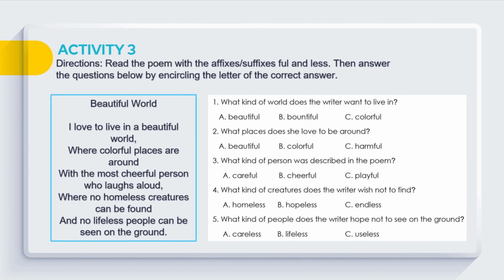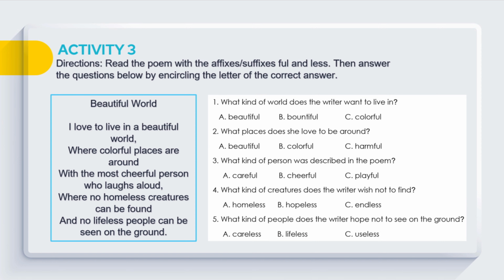Now, answer the following questions. 1. What kind of world does the writer want to live in? A. Beautiful. B. Bountiful. C. Colorful. 2. What places does she love to be around? A. Beautiful. B. Colorful. C. Harmful. 3. What kind of person was described in the poem? A. Careful. B. Cheerful. C. Playful.